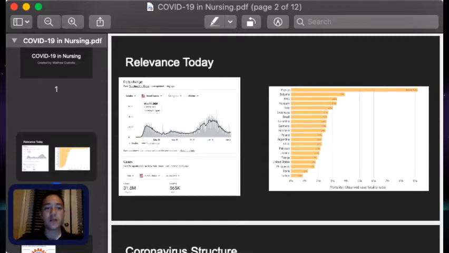Alrighty. So, as we all know, COVID is extremely prevalent in today's society and will be a relevant issue for years to come. According to the CDC, 541,289 people have died in the United States as a result of the coronavirus.